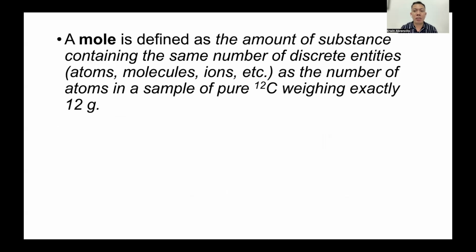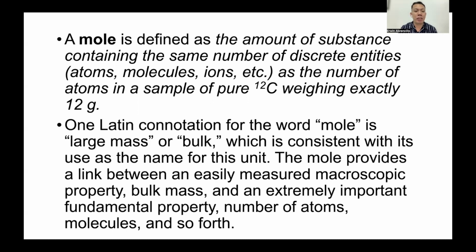So how are we going to define a mole? A mole is defined as the amount of substance containing the same number of discrete entities. The discrete entities may be atoms, molecules, ions, and others, as the number of atoms in a sample of pure carbon-12 weighing exactly 12 grams. So our basis for this is the carbon atom. One Latin connotation of the word mole is large mass or bulk, which is consistent with its use as the name for this unit.